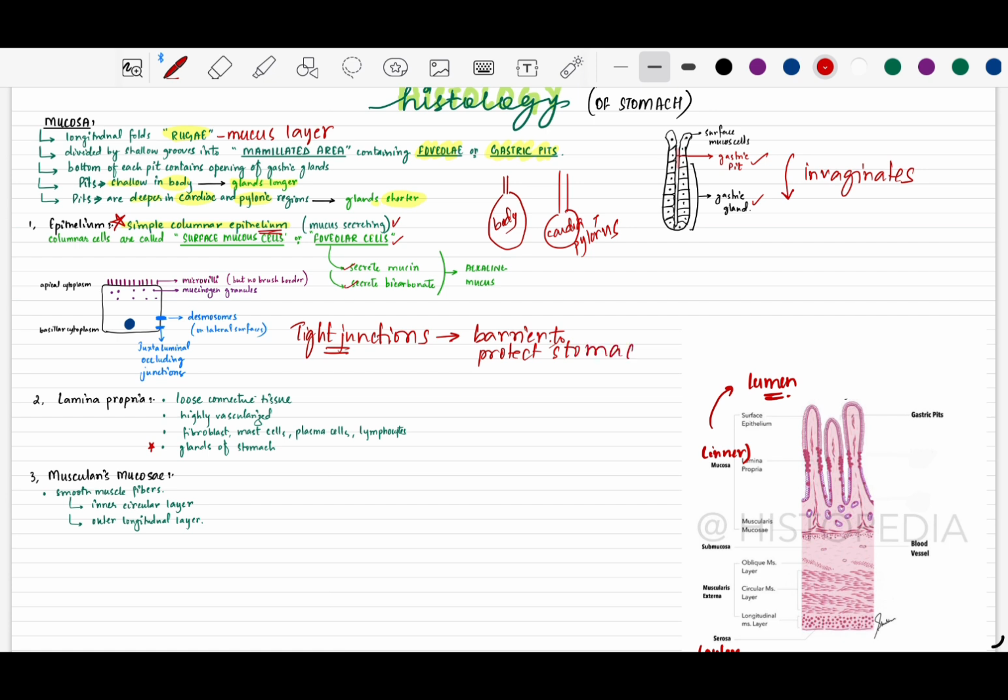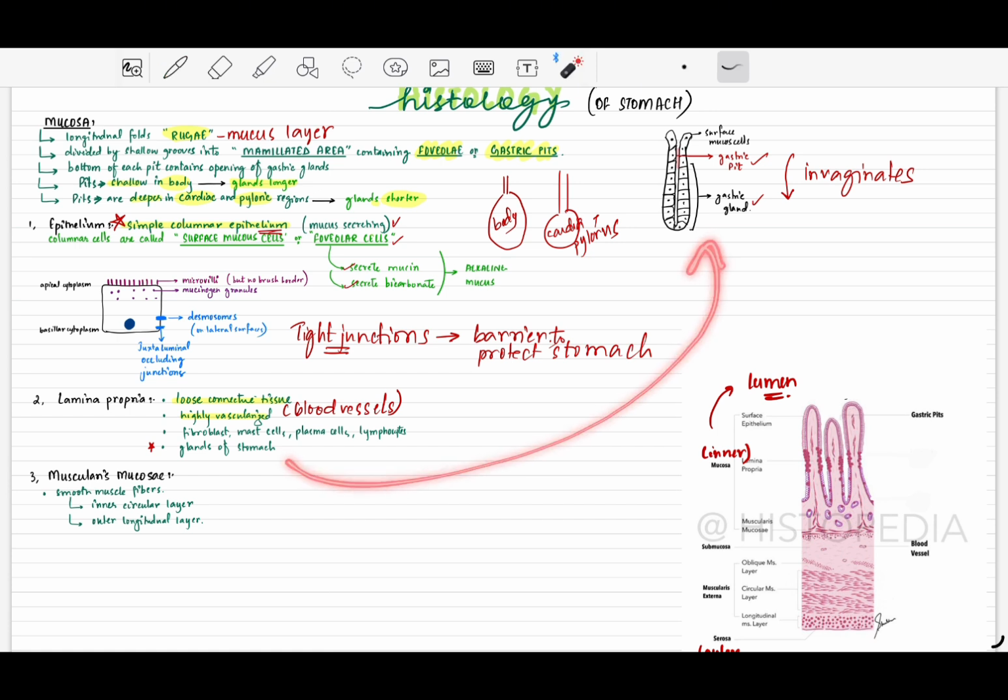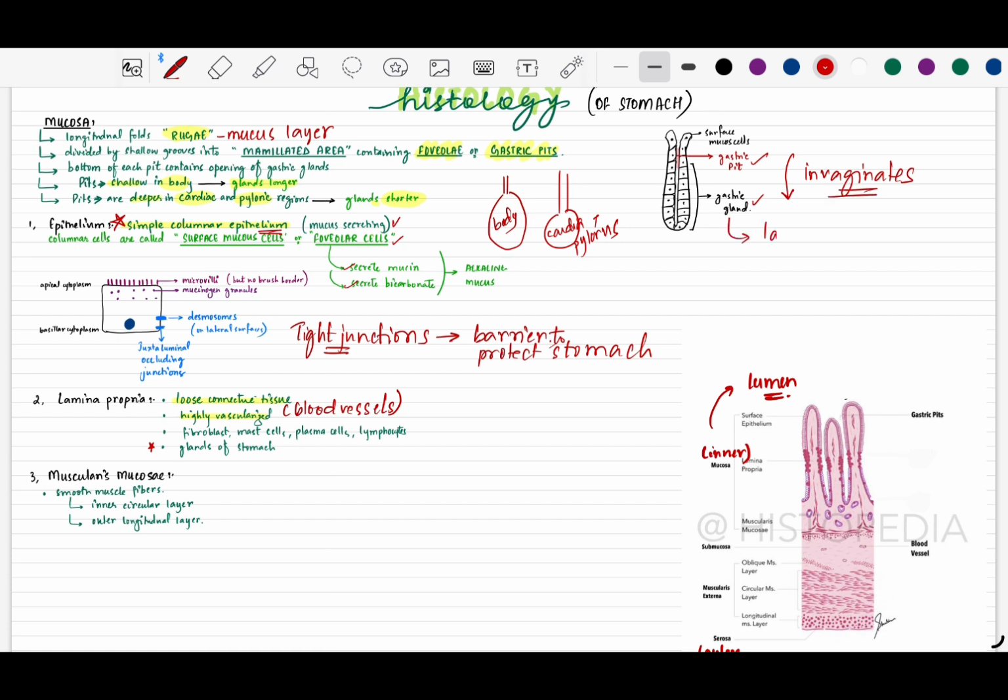Then we have the lamina propria, which is actually loose connective tissue. It is highly vascularized, which means that it is going to have blood vessels. Then we can also have fibroblasts, mast cells, plasma cells and lymphocytes, and they consist of glands in the stomach. Now let's refer back to the picture: when the surface mucosal cells invaginate inwards, these glands are going to be present in the lamina propria. So the stomach glands are present in the lamina propria. We will be discussing the stomach glands in the next slide.